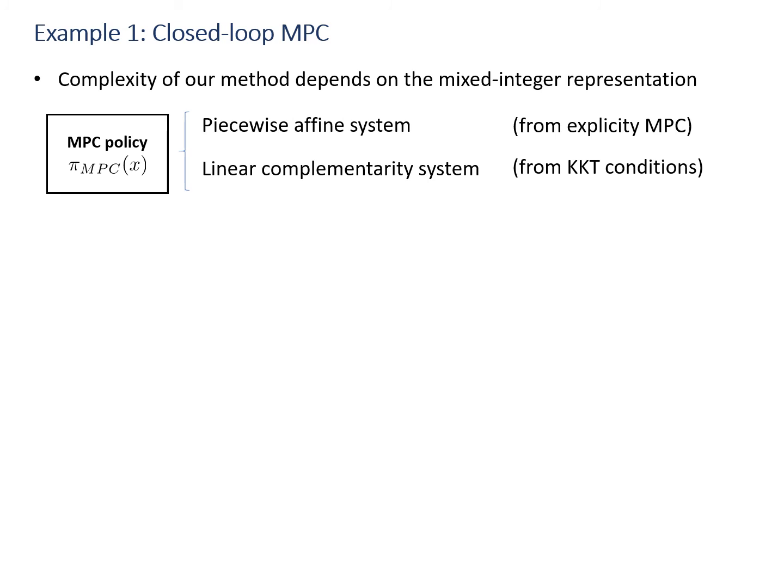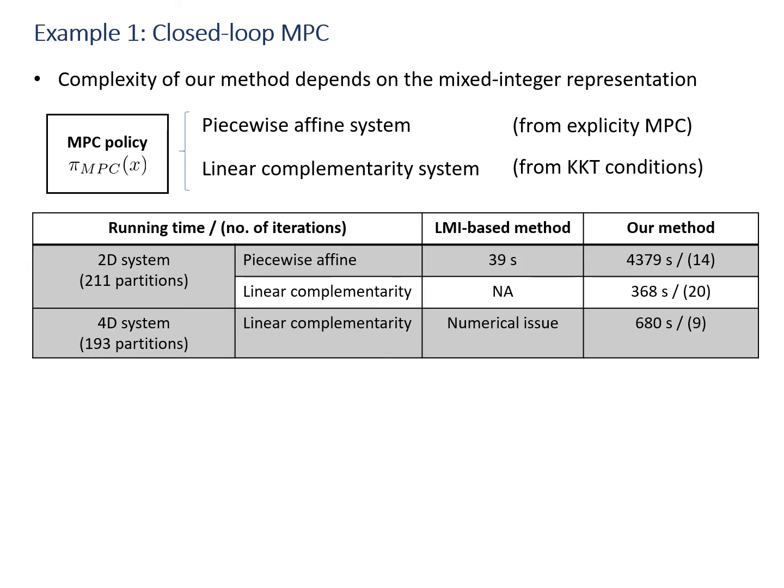In this MPC example, we can either represent the MPC controller explicitly as a piecewise affine function through the explicit MPC methods, or encode the MPC controller through a linear complementarity system derived from the KKT conditions of the finite horizon optimal control problem. In the following table, we compare the running time of our method on a 2D open-loop unstable linear system with an MPC controller.